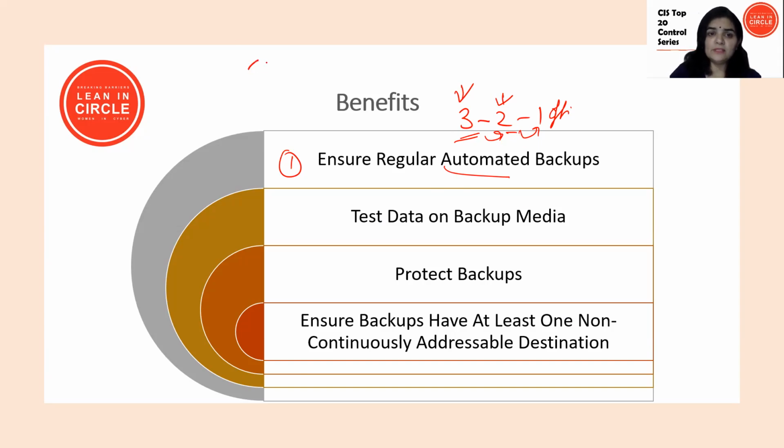Because when we talk about the CIA triad, we know that confidentiality is important and integrity is important, but sometimes the A factor is more important than the other factors, because availability of the data is important at some point of time when you have issues accessing the data. So ensuring regular automated backup is the benefit.